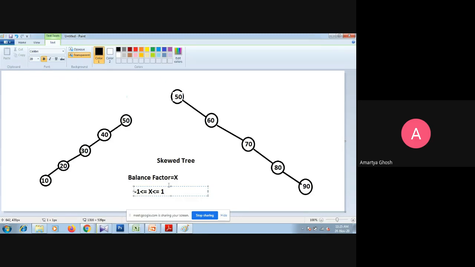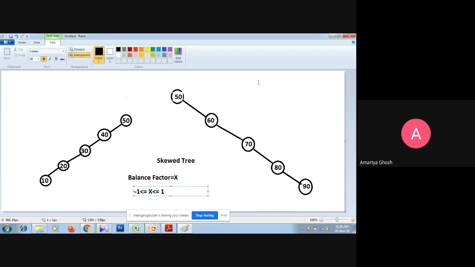So from -1 to +1, that means if the difference is -1 or +1 or 0, that is the balance factor during the calculation of balance factor of each node of that particular tree. And if each node balance factor exists between these two range, that means either -1 or +1 or 0, that time we can say the tree is balanced. If any node has the balance factor -2 or +2, that time we need to balance it.